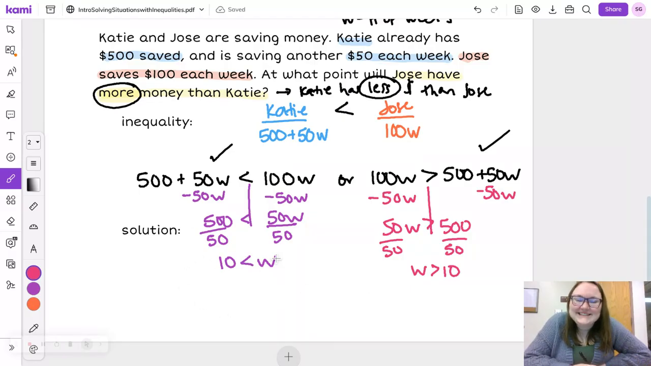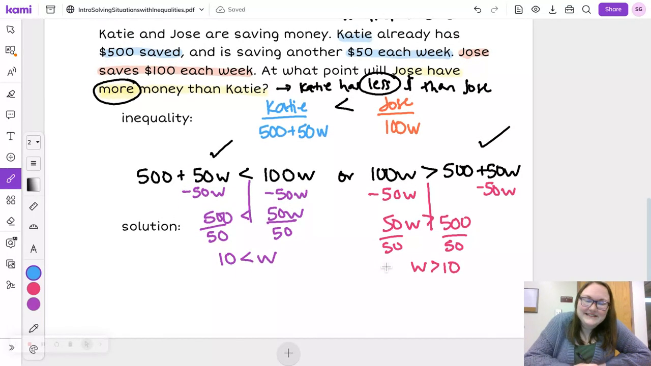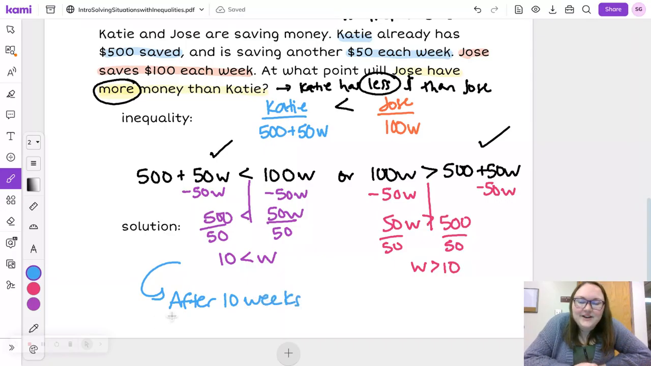This is saying 10 is less than W. This is saying W is greater than 10. Both of these are telling me that W, which remember is the number of weeks, needs to be greater than 10. And so if I were to put that into words, it means after 10 weeks. I'm using the word after and not just saying 10 weeks because this doesn't say W is equal to 10. It's saying if it's more than 10. So after 10 weeks or more than 10 weeks, that's when Jose is going to have more money.